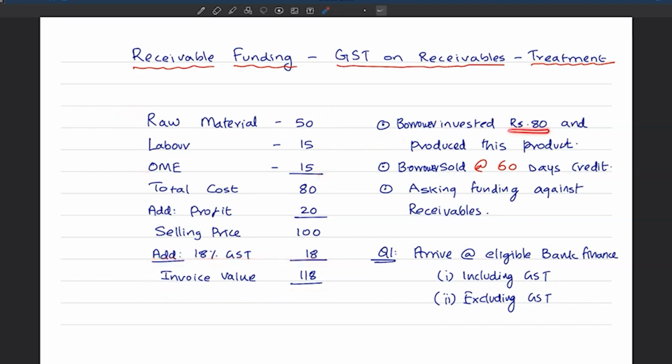Borrower invested rupees 80 and produced this product. And he sold this product to a customer at 60 days credit. It means for next 60 days, he is not going to get back this 80. Not only this 80, he is also not going to get back this estimated profit. He is also not going to get back this GST. Okay. So he has to manage the show for next 60 days and he is approaching you. He is asking funding against receivables. Now the question is, you have to arrive at the eligible bank finance by including the GST in receivables, by excluding the GST in receivables, then compare and contrast.